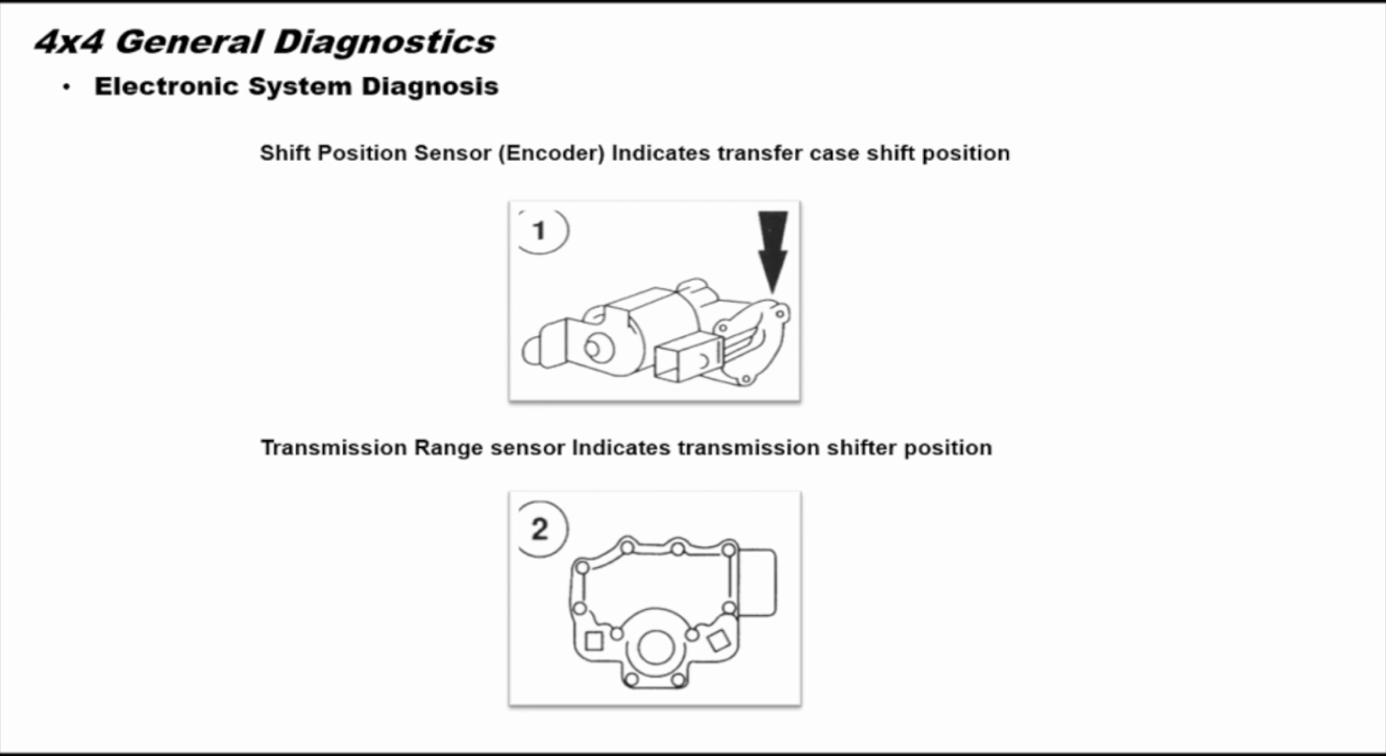The shift position sensor or encoder is usually located on the encoder motor assembly. The purpose of the shift position sensor encoder assembly is to send a signal to the transfer case control module or the GEM module to indicate what position or range the transfer case is in.